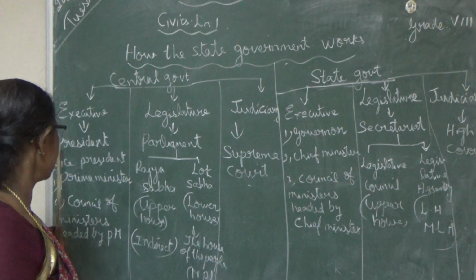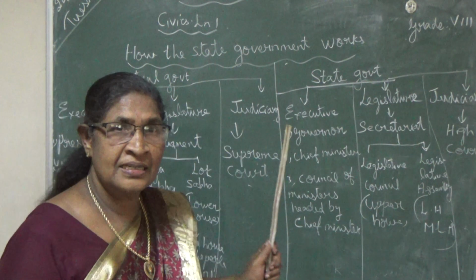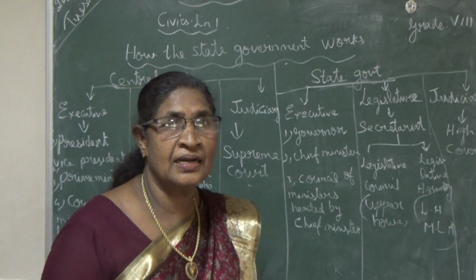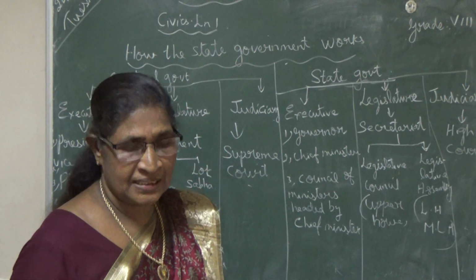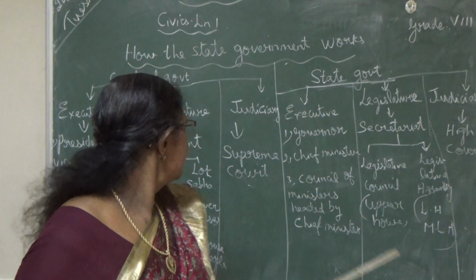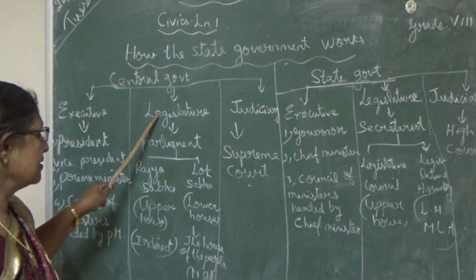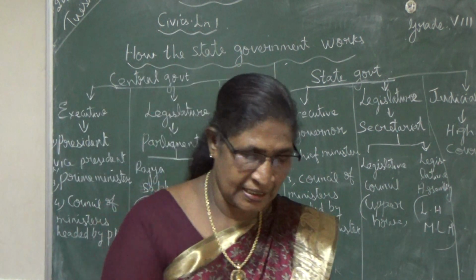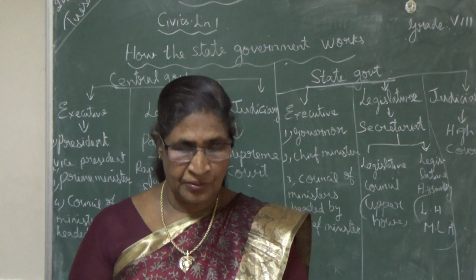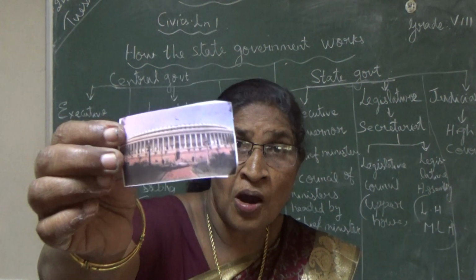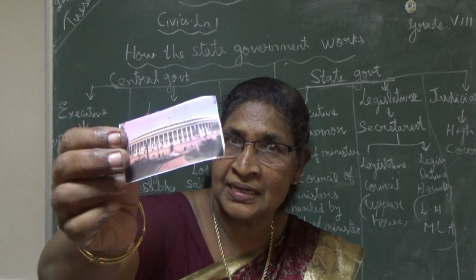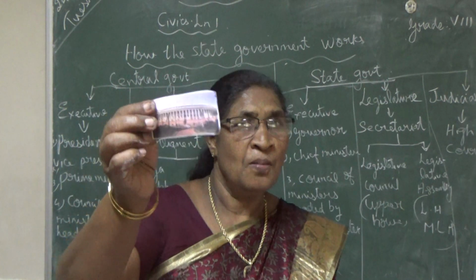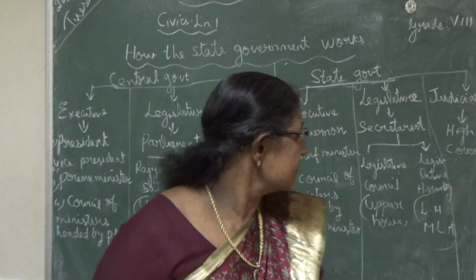Then the president is the first citizen of the country. Who is the first citizen of the country? The president. Then the legislature is what we call the parliament. All of you know the picture of the parliament. There they gather and make laws or change laws. That is the legislature.